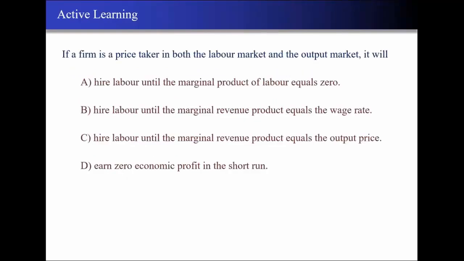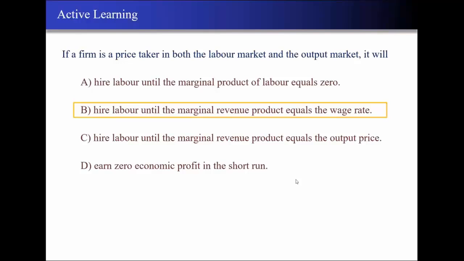If a firm is a price taker in both the labor market and the output market, and that's what we've been doing today, so this should be 100%. It's going to hire labor. What was the optimization condition? It was where something equaled something, right? So what's the correct answer? You're going to hire labor until the marginal revenue product equals, so it can only be these two. It's equal to the wage. Marginal revenue product equals the wage, right? So if you didn't get that, make sure you review it.